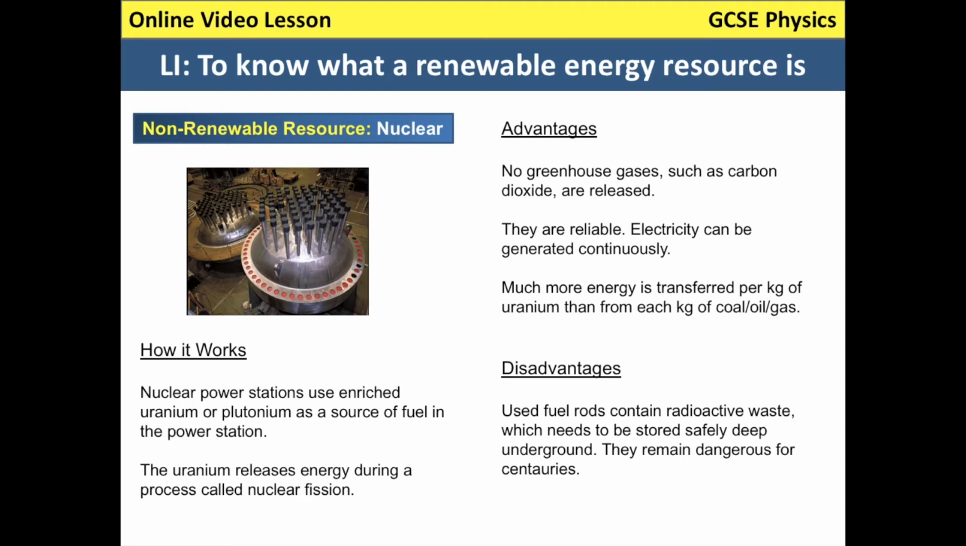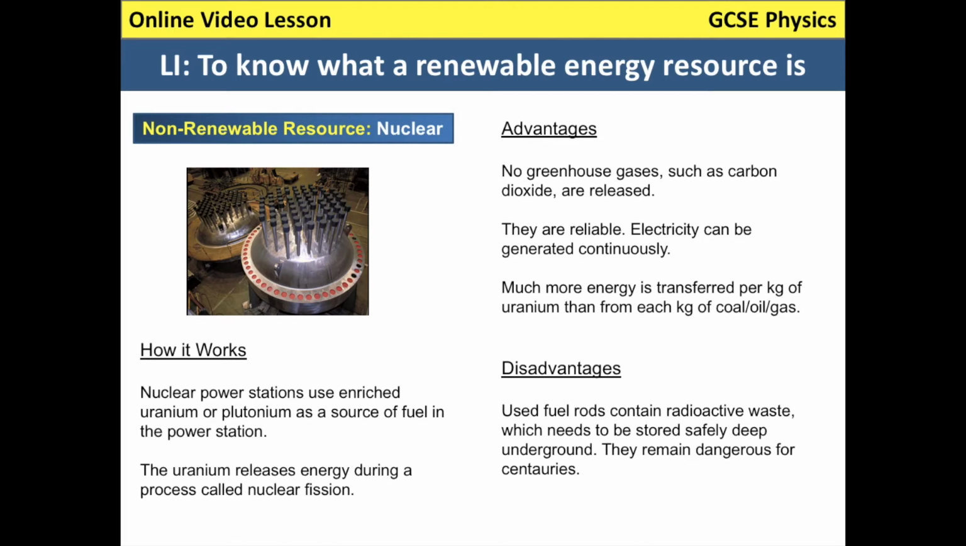Now let's consider nuclear power then. So nuclear power stations use enriched uranium or plutonium as a source of fuel in the power station. The isotopes that are used are uranium-235 and plutonium-239. What happens is that the uranium or the plutonium is used in a process called nuclear fission. Now, nuclear fission you will study in more detail if you do triple science, but all you need to know if you're doing the Trilogy award is that during nuclear fission, the uranium nucleus splits up, and when it splits up, it releases energy, lots and lots of energy.